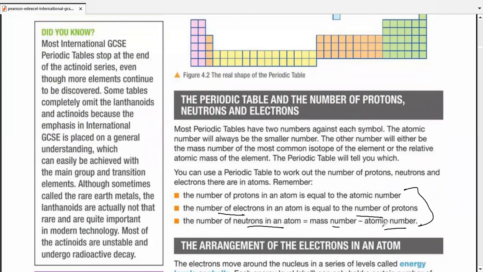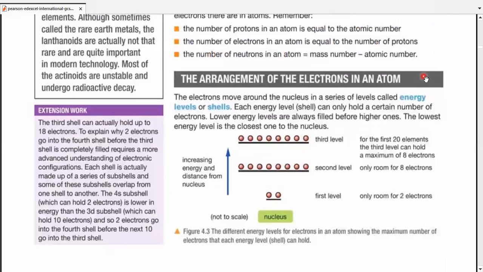The smaller number, atomic number, is subtracted from the bigger number, which is mass number. All right. Okay. Now, the arrangement of electrons.